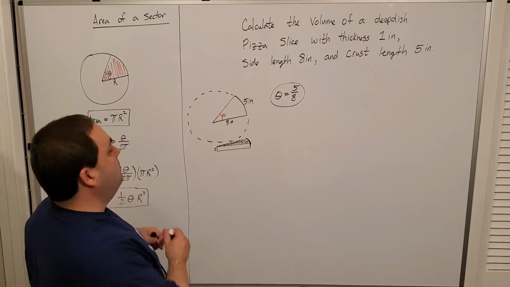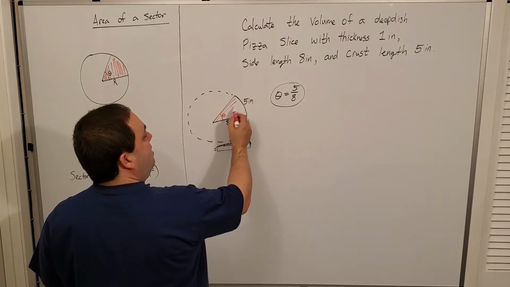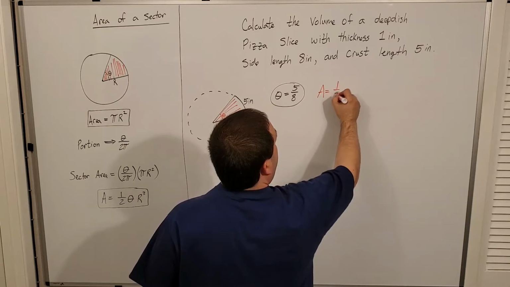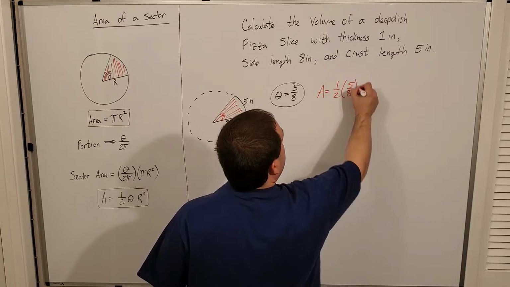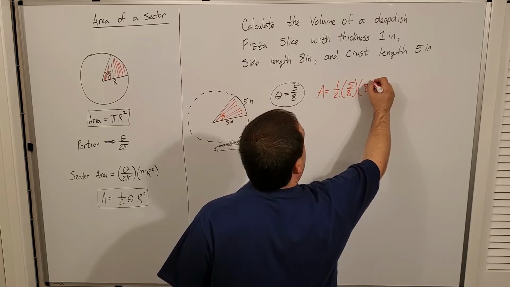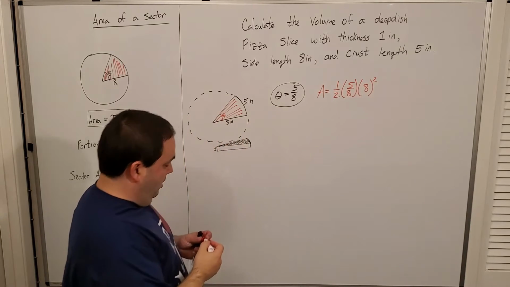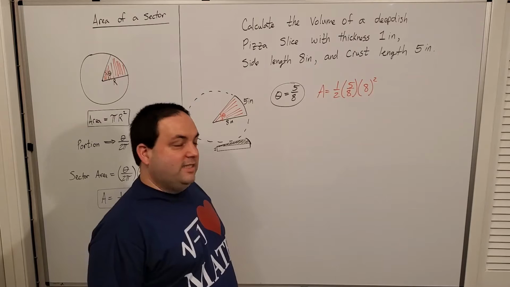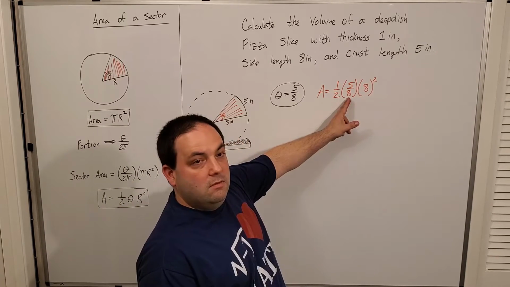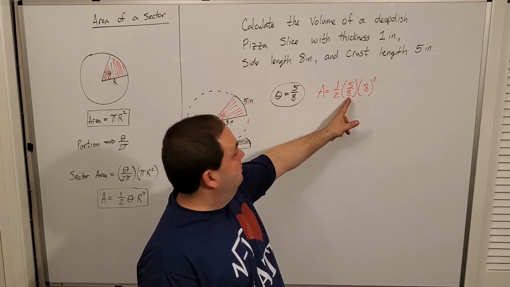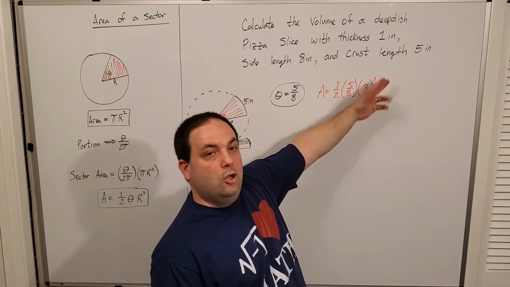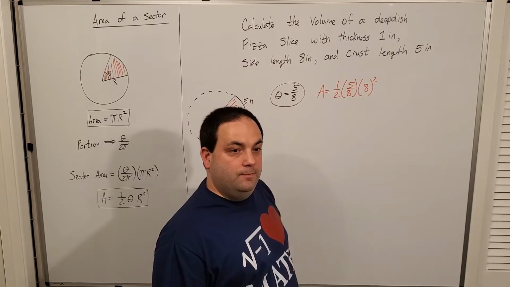The area in here is going to be 1/2 times 5/8 times the radius, which is 8 squared. Also notice the units here, right? The units of the angle is nothing. Remember, it's unitless. And then I have inches squared, which is what an area should be.